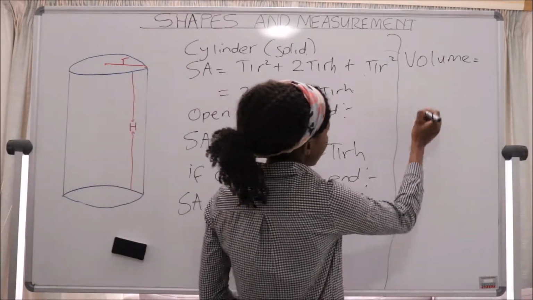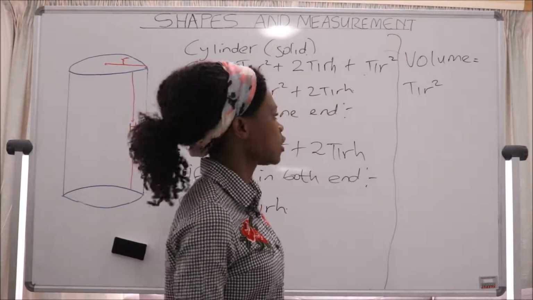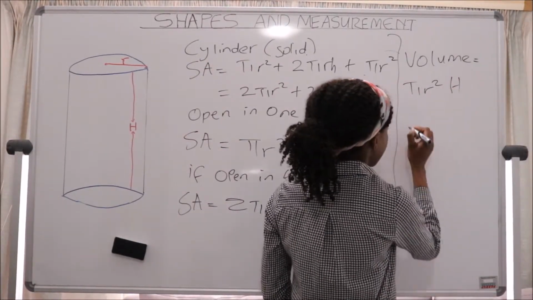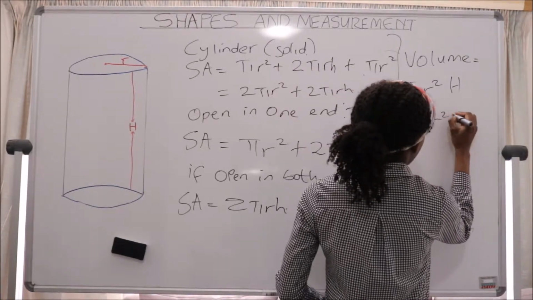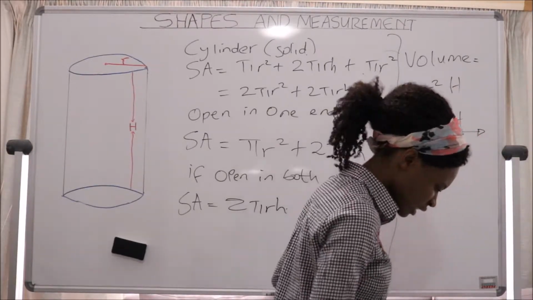So in this case, it will be pi r squared and then multiplied by the height that it has been extended with. So that will be multiplied by h. That will be the height. So the volume of the cylinder is equal to pi r squared h. So that is the standard equation for the volume of the cylinder.